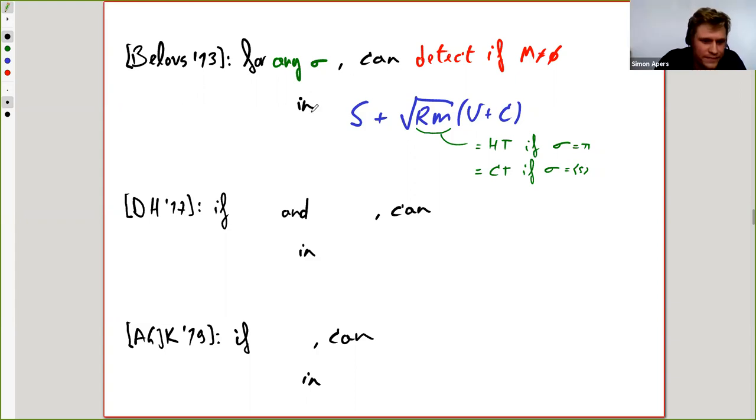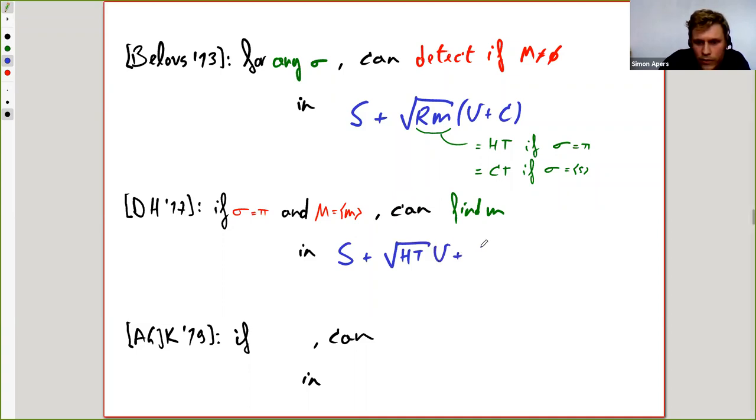Yep. Okay, perfect. All right, so then we go to 2017. There were Apers, Gilyén, Jeffery? no: Dohotaru and Høyer who proved that, getting back this constraint, if sigma is pi and there's only a single marked element, then we can actually find this marked element in cost S plus square root of the hitting time times U plus one over square root epsilon times C.